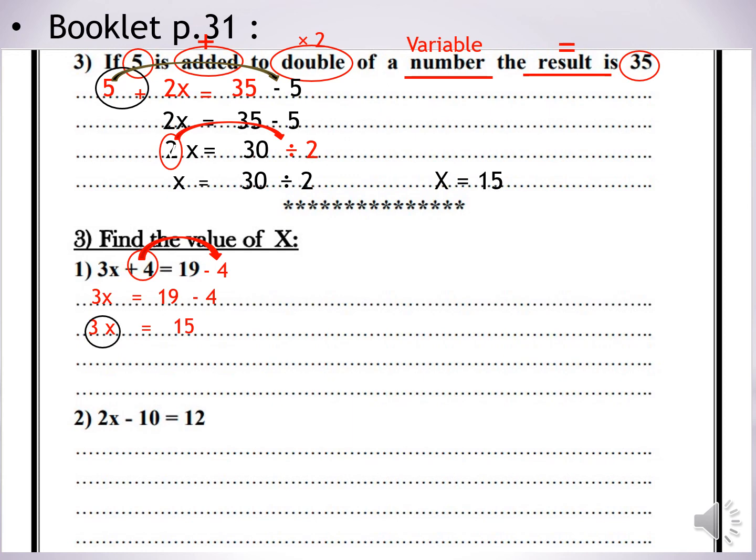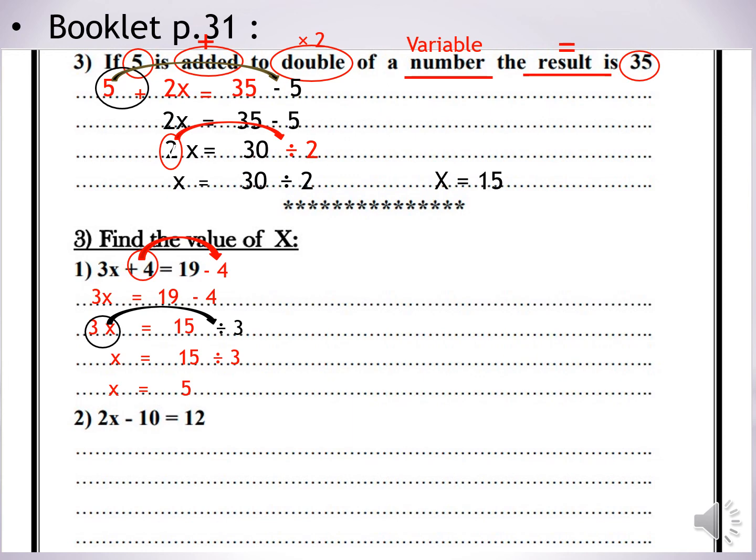So again, I will send the 3 to the other side with the opposite sign. So it will be, here I have a hidden multiplication, so it will be divided by 3. So x equals 15 divided by 3. 15 divided by 3 equals 5, so x equals 5. I have 2 steps here in this problem to find the value of x. Okay, let's take another example.